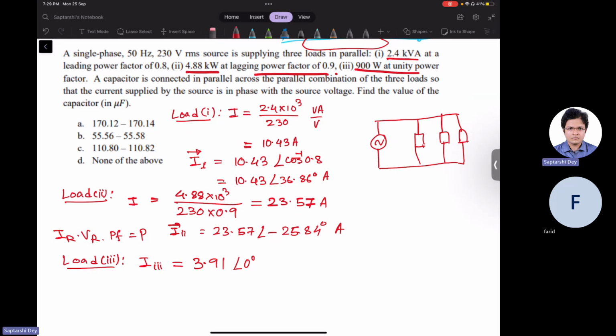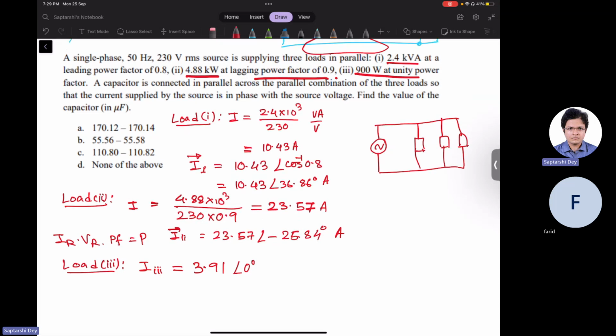It is at 0 degrees. So suppose in this question they had said this 900 watt not at unity power factor, at some other power factor, the power factor leading. In that case, what would you take?